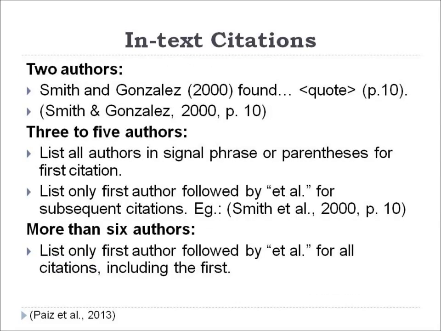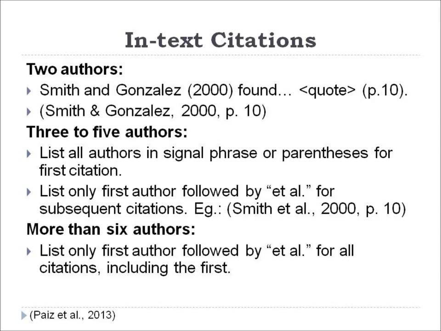For in-text citations involving two authors, either separate the authors' last names with the word "and" in the signal phrase, or separate them with an ampersand in the parenthetical citation. For 3 to 5 authors, you must cite all authors in your first citation, but you can use the first author followed by the phrase et al. in subsequent citations. For more than 6 authors, simply list the first author followed by the phrase et al.